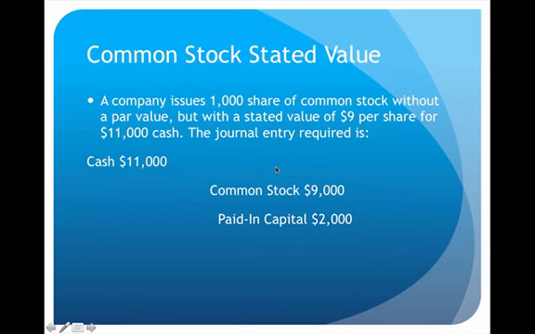The next example, the company is going to issue 1,000 shares of common stock. There's no par value, but it does have a stated value of $9 per share. And this is going to be sold for $11,000 cash. Well, when you have a situation like this, you're really just mincing words because par value more or less is a stated value. So we will consider that stated value to be the par value. We will debit cash $11,000. We will credit common stock $9,000. The extra $2,000 in this case goes to paid in capital.